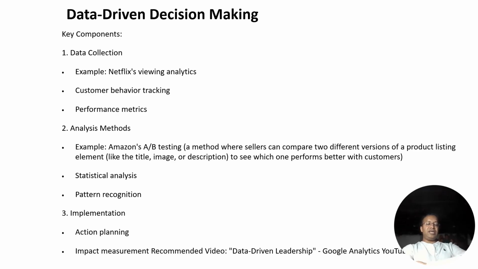The third key component of data-driven decision making is implementation. So obviously there are certain things like action planning and then impact measurement. Those two things are extremely important for agile leaders if they want to have data-driven decision making. The first element is action planning. Collect data, take the right set of actions, implement those actions.